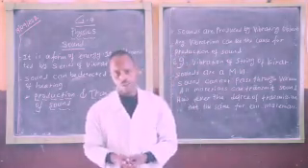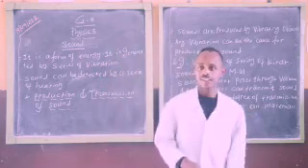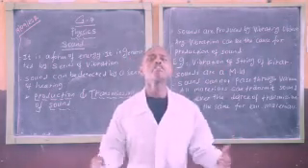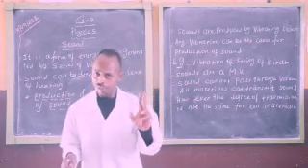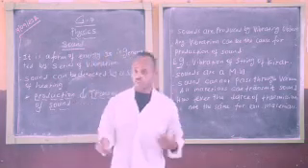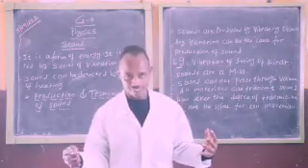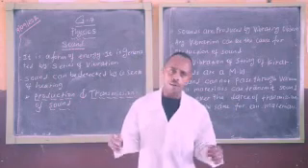Students, before starting our today's lesson, let us summarize the previous one. In the previous class, we discussed three main topics: melting, boiling, and evaporation. Those three concepts are processes. Let's revise one by one.